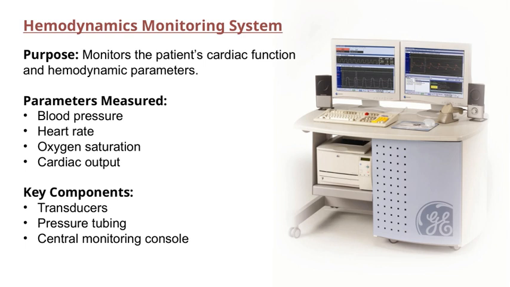Oxygen saturation is also vital because it shows how well the blood is carrying oxygen to the tissues. Lastly, cardiac output, which is the amount of blood the heart pumps each minute. This is a critical indicator of cardiac performance.